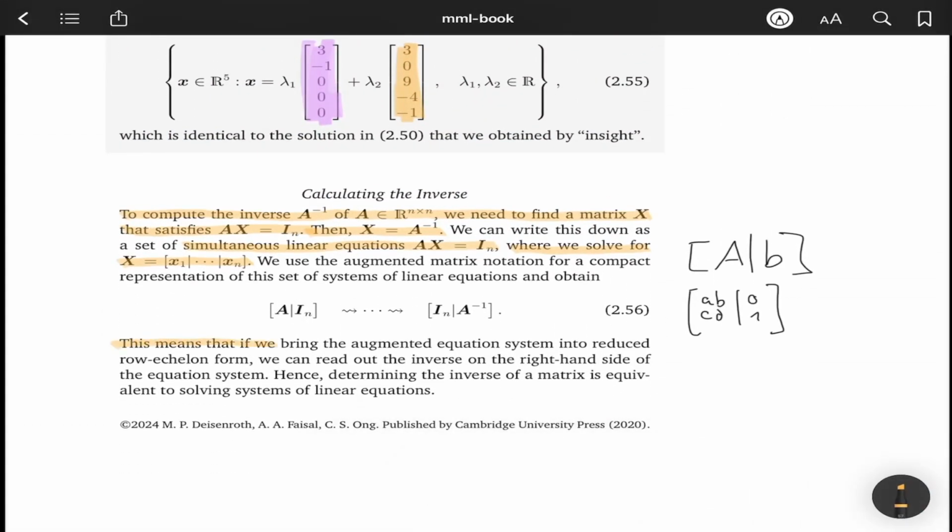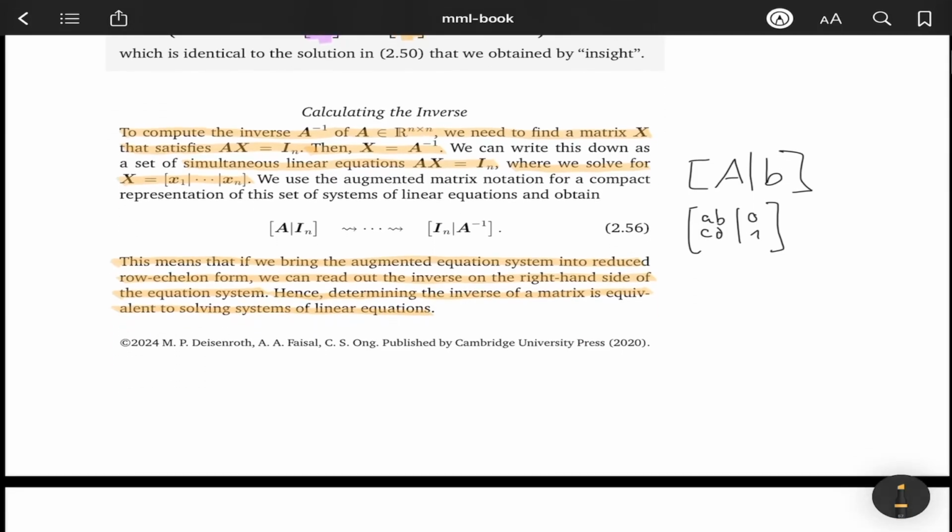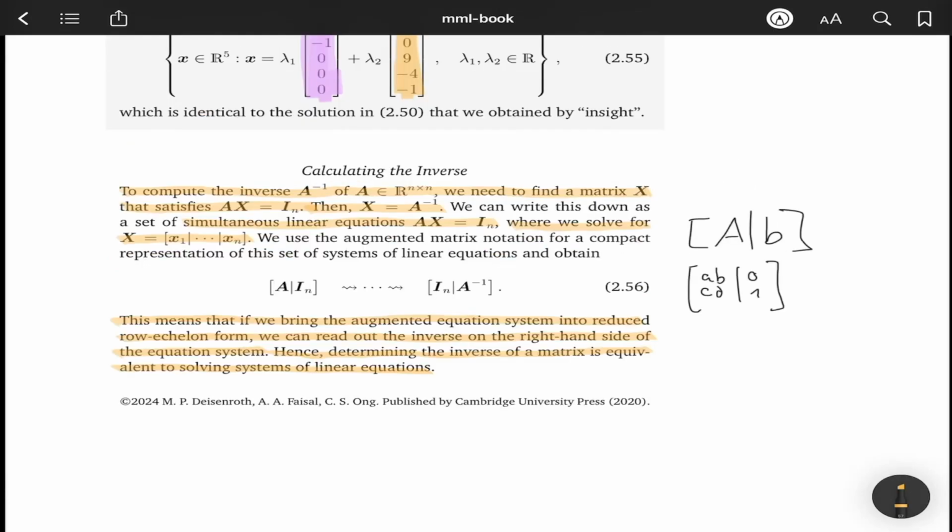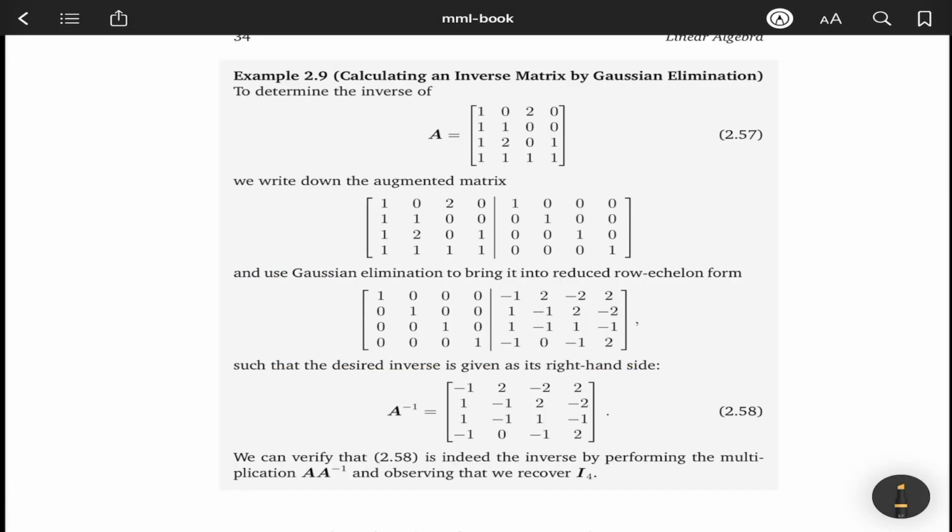This means that if we bring the augmented equation system into reduced row echelon form, we can read out the inverse on the right hand side of the equation system. Hence, determining the inverse of a matrix is equivalent of solving systems of equations. I'm not getting it. Okay, let's check this example.